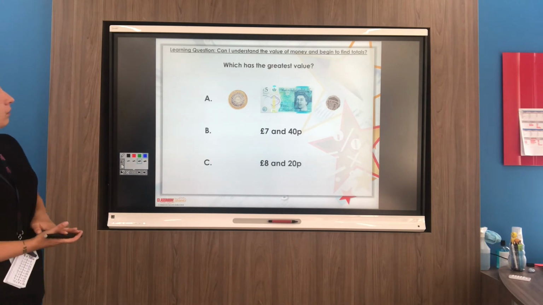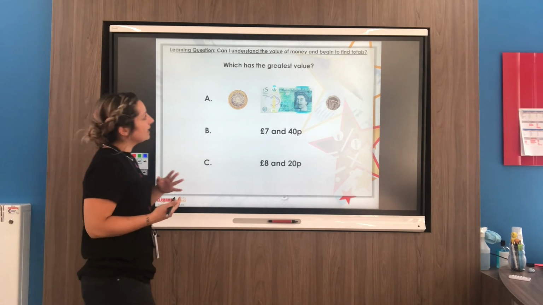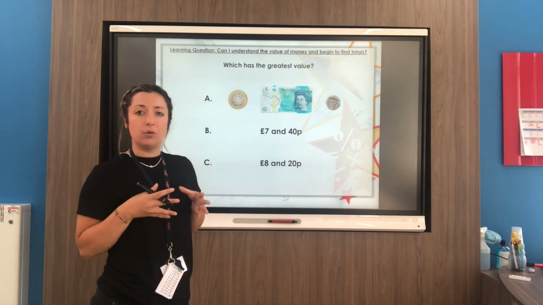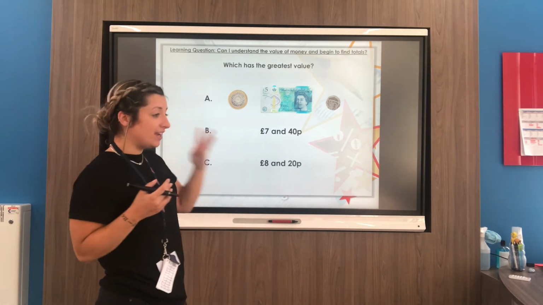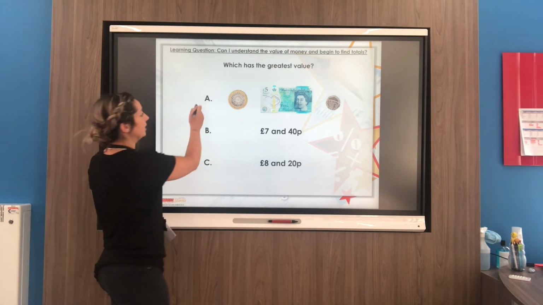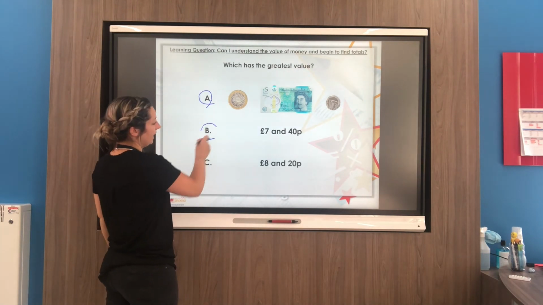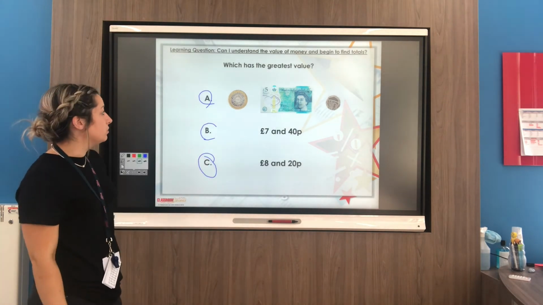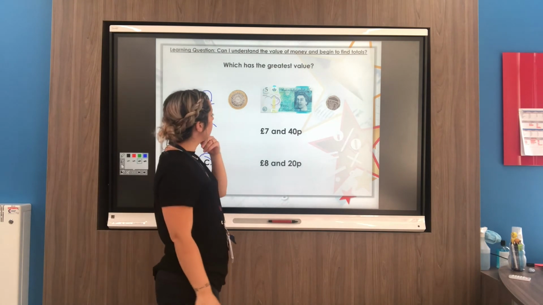Right, so now we've got a question here which is asking us which has the greatest value. That means which has the most. So it's a 3-step problem because you've got to work out what's the value of A, what's the value of B, and what's the value of C. And then you've got to work out which is the most. So we've got to work out this one first.